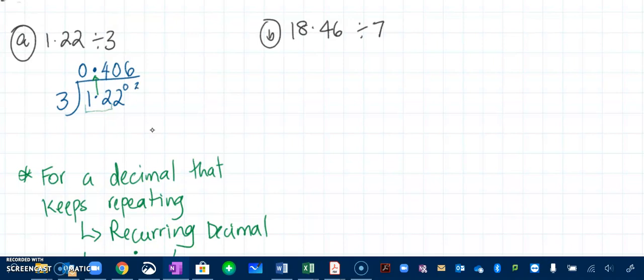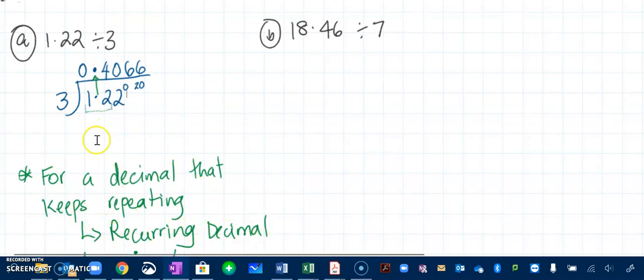Put a 2. Again, 3 can't go into 2. We've got a decimal point there, so we add a 0. 3 goes into this 20 6 times. And if we notice, there's a pattern. Every time, you'll get a remainder 2, and it'll always go into 20 6 times. And because the number 6 keeps occurring, we call this a recurring decimal.